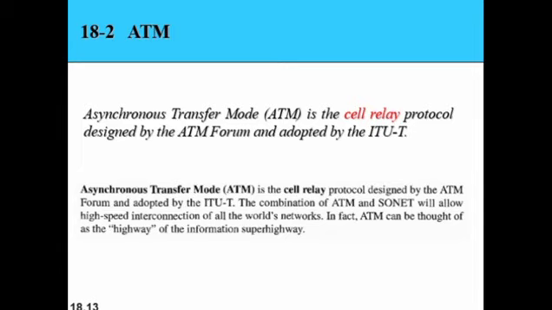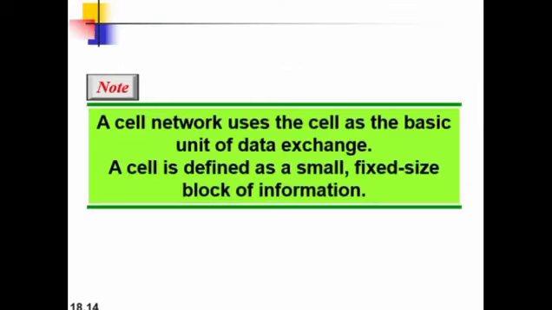In fact, ATM can be thought of as the highway of the information superhighway, right? So ATM cannot itself work alone to give you the high speed interconnection. SONET must be used in combination with it. A cell network uses the cell as the basic unit of data exchange. So the cell is the PDU, the protocol data unit, of ATM. A cell is defined as a small fixed size block of information, right? So the size is fixed, and it is very small.